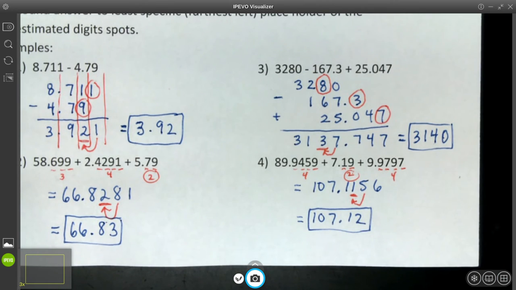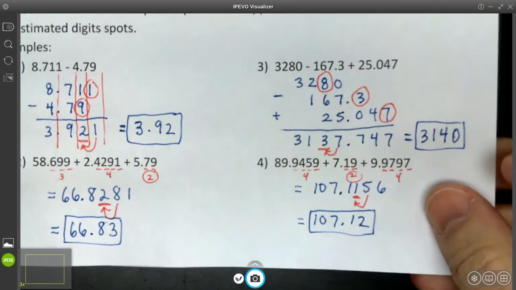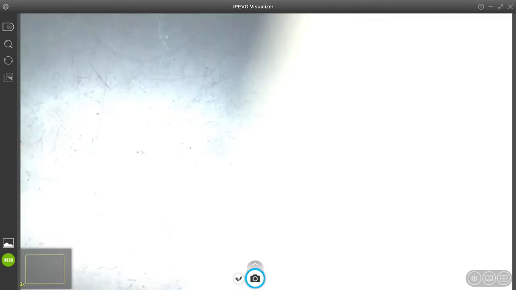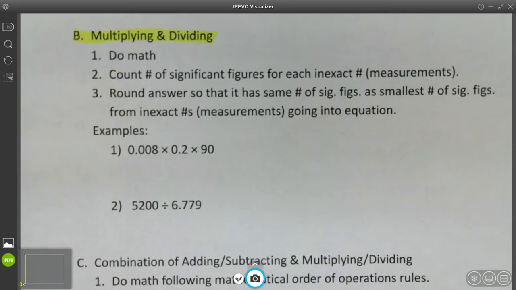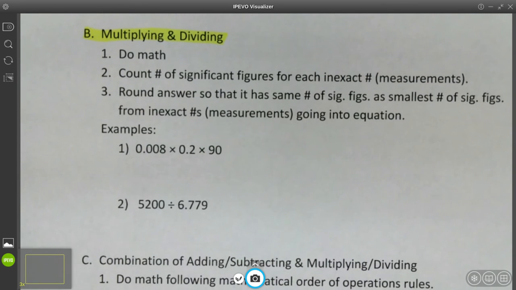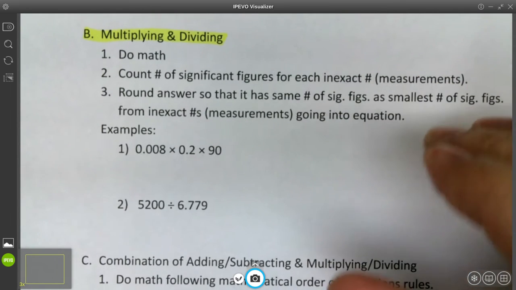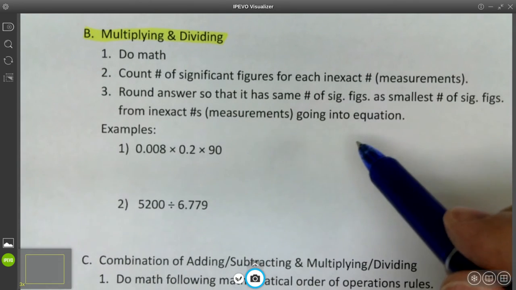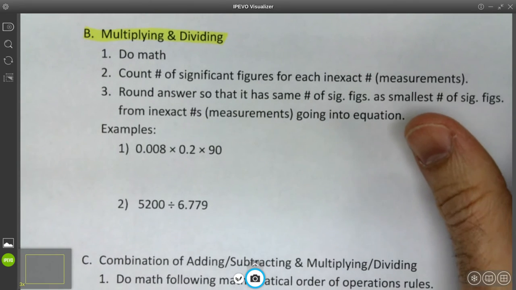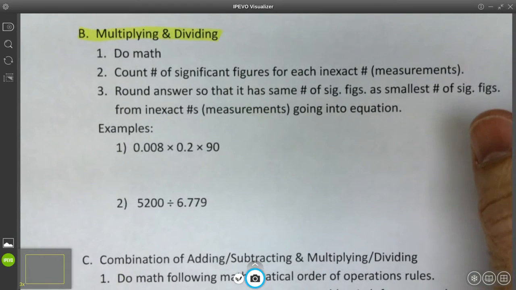Okay, so that's the rule for adding and subtracting. Now we have a second rule for multiplying and dividing that's different. The nice thing about this is, for what we do in chemistry, I would say probably 90% of our problems only use multiplying and dividing. And this is easier than the adding and subtracting one. So most of what we're going to do is this.